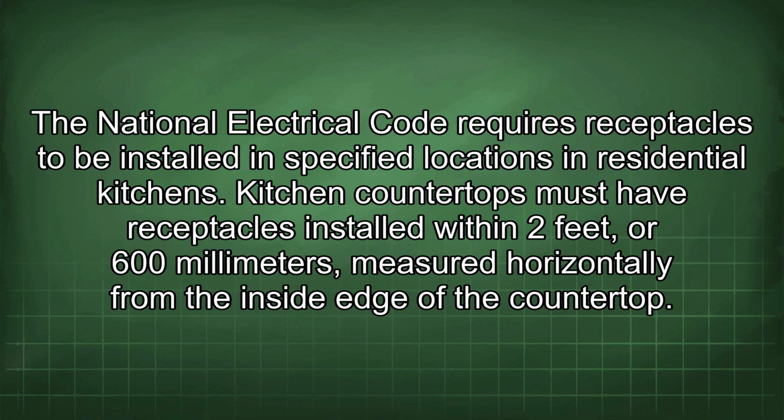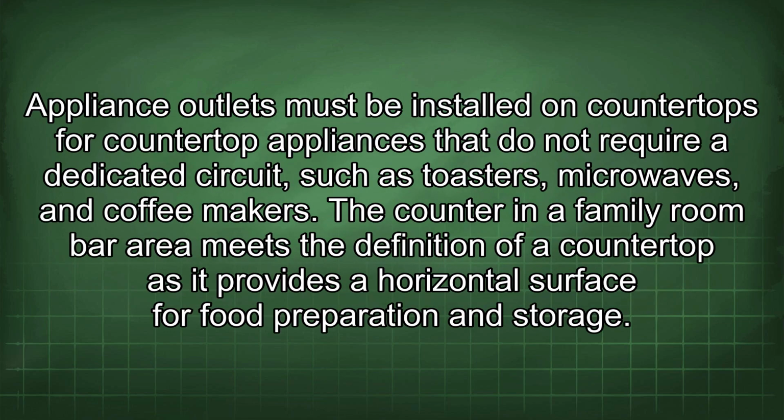The National Electrical Code requires receptacles to be installed in specified locations in residential kitchens. Kitchen countertops must have receptacles installed within 2 feet, or 600 millimeters, measured horizontally from the inside edge of the countertop. Appliance outlets must be installed on countertops for countertop appliances that do not require a dedicated circuit, such as toasters, microwaves, and coffee makers.